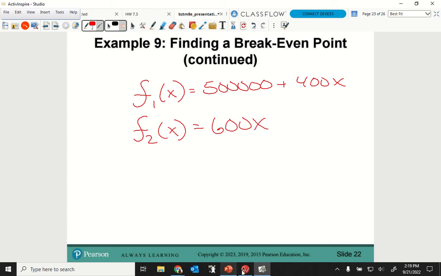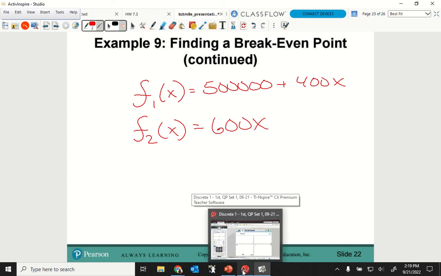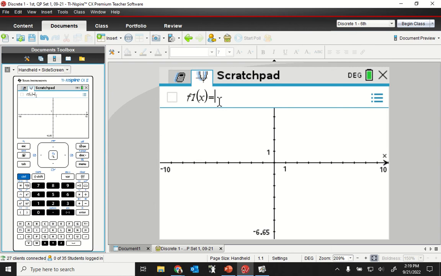So, in the calculator, I have my first function right here, which is 500,000 plus 400x. I'm going to hit enter.